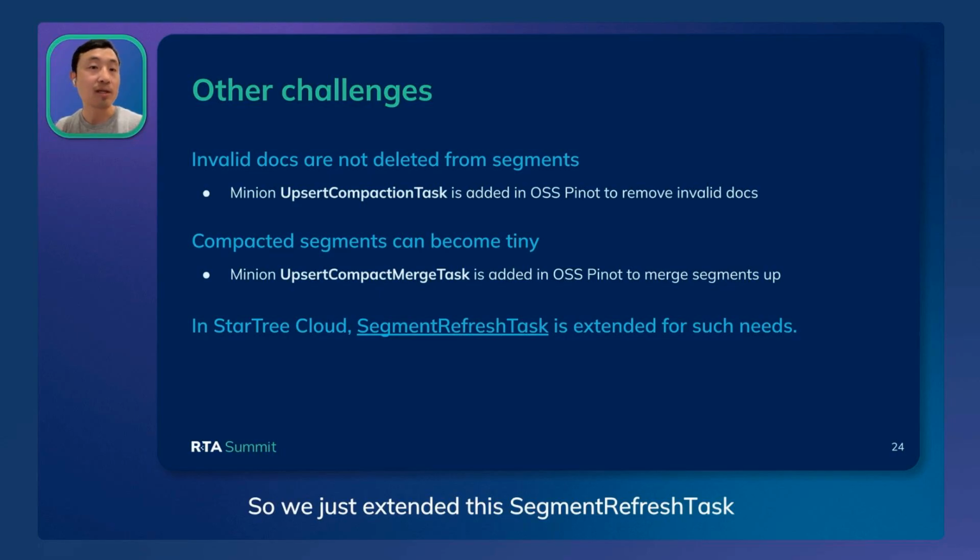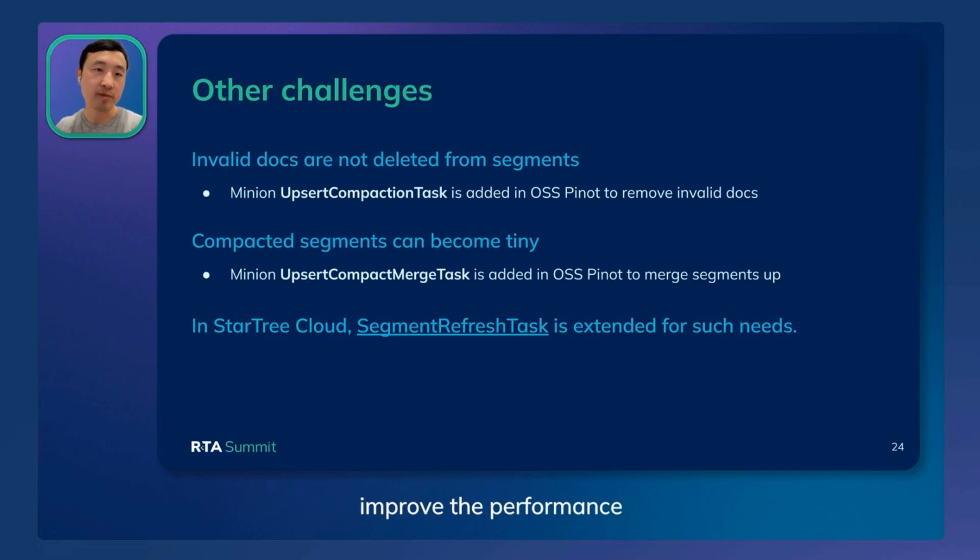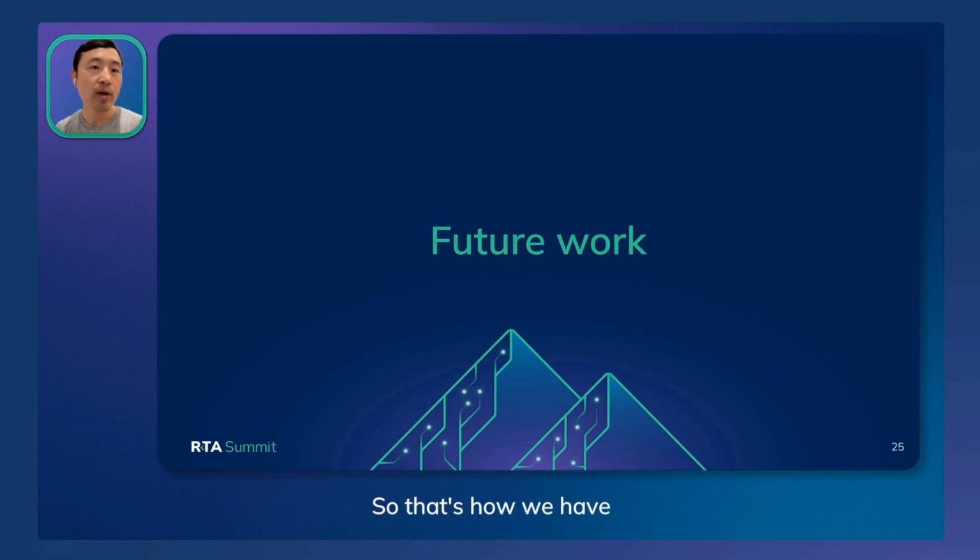So we just extended this segment refresh task to support Upsert tables as well. This task can remove those invalid documents and merge segments into bigger ones to improve the performance for Upsert tables as well. And the user doesn't need to specify a different task for this purpose for Upsert tables. So that's how we have scaled Upsert in StarTree Cloud.